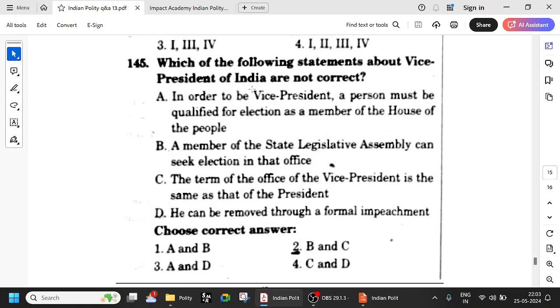So which of the following statements about the Vice President of India are not correct? So B and C are wrong. In order to be Vice President, a person must be qualified for election as a member of the House of the People. Okay, he can be removed through a formal impeachment. So he is saying which are not correct. A member of the State Legislative Assembly can seek election to that office. The term of the office of the Vice President is the same as that of the President.